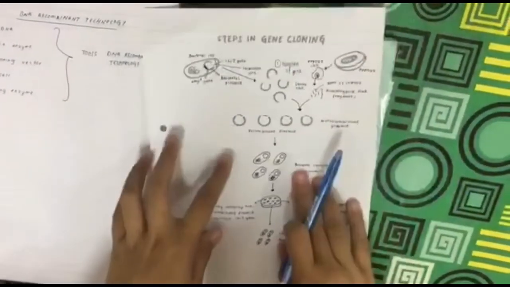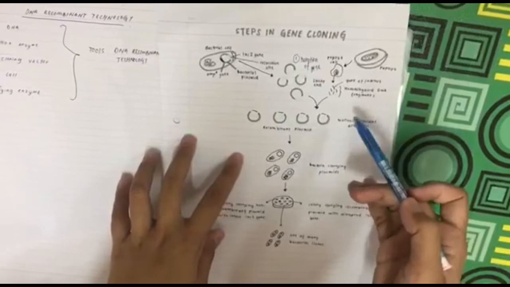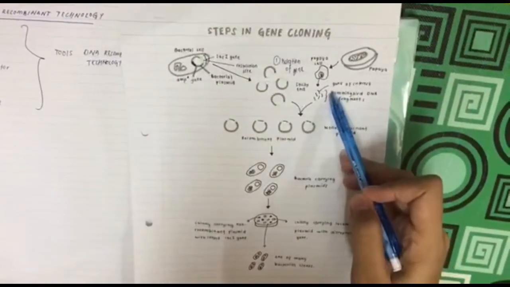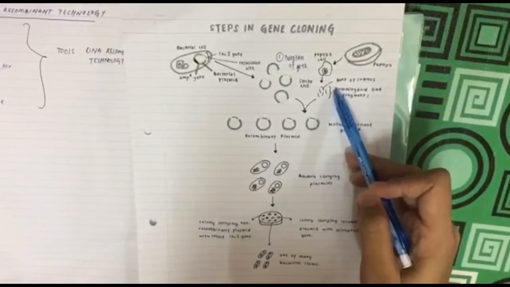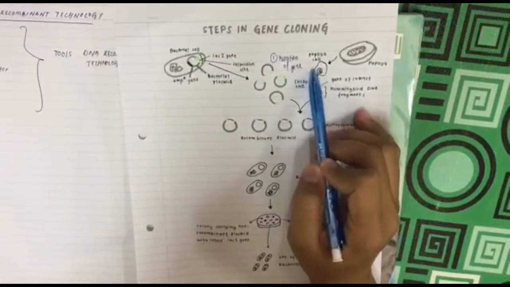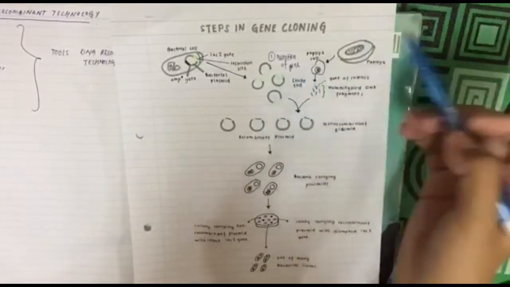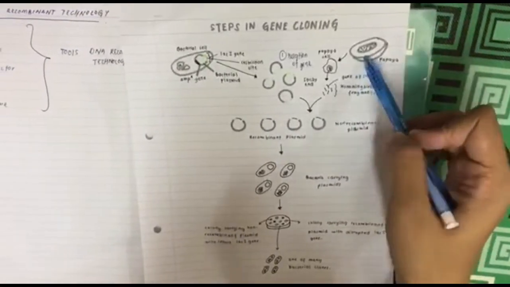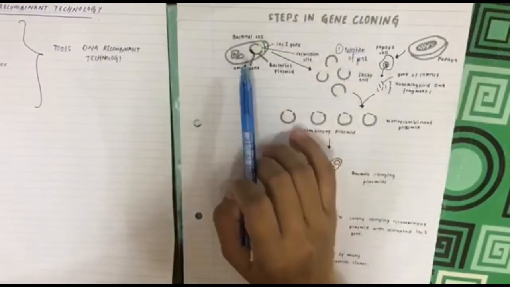And then, these are the methods in DNA recombinant technology. The first one, we will choose the gene of interest. So in our experiment, we have chosen the papaya gene of interest. So this is the first step, which is the isolation of the gene. We will take the gene of interest from the papaya, and then the second one is the bacterial cell.